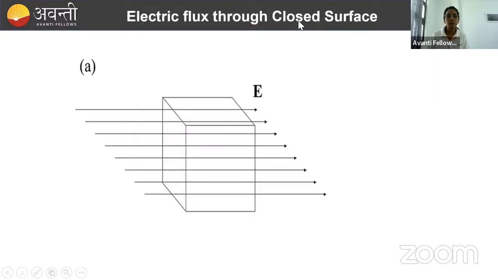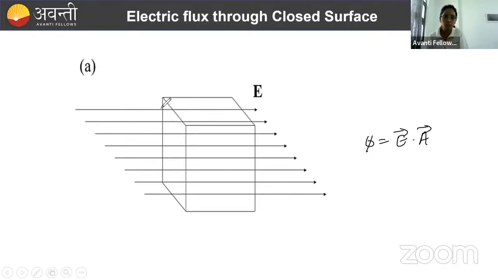Now, electric flux through a closed surface. We already know the formula of electric flux, right? The formula is E dot dS, or E dot A, whatever you write. Now we are dealing with electric flux through a closed surface. If the surface is closed, what will be the value of electric flux through it? There is a separate formula for it, that is Gauss's law.